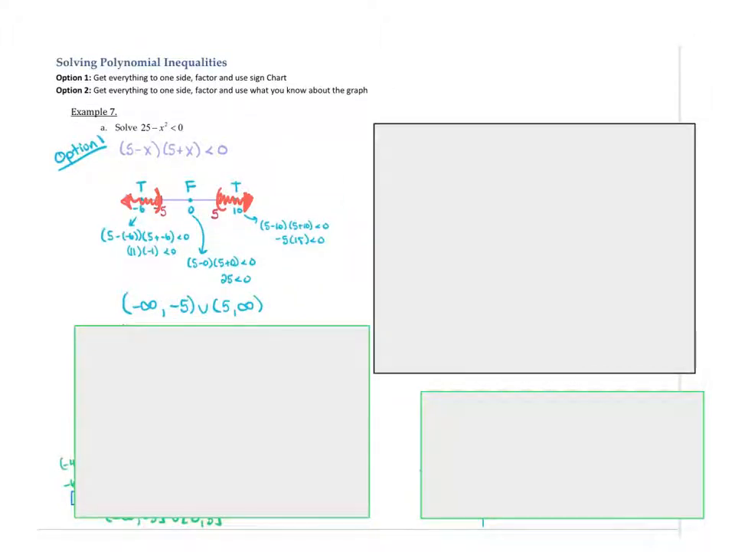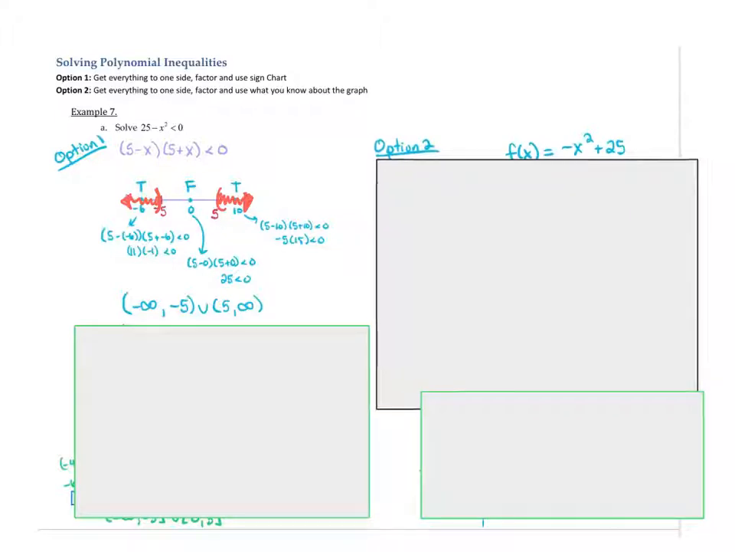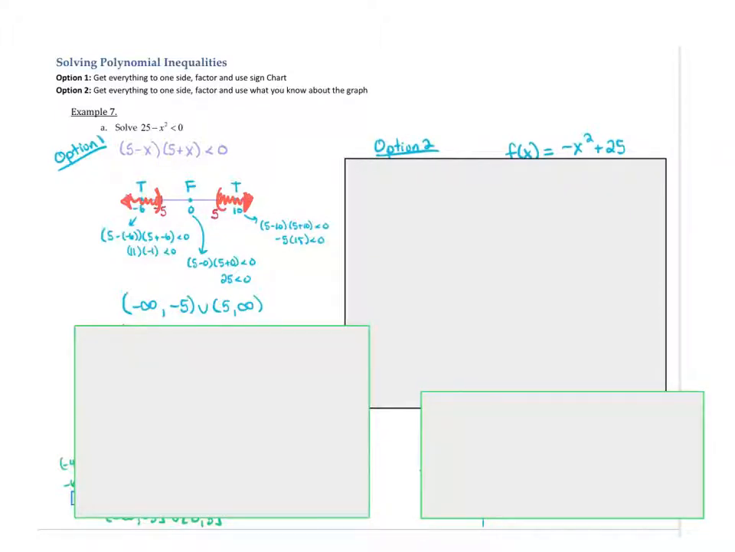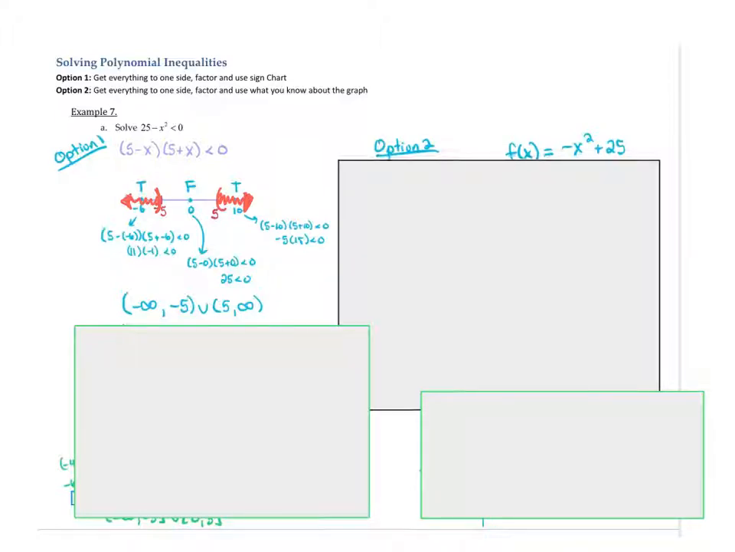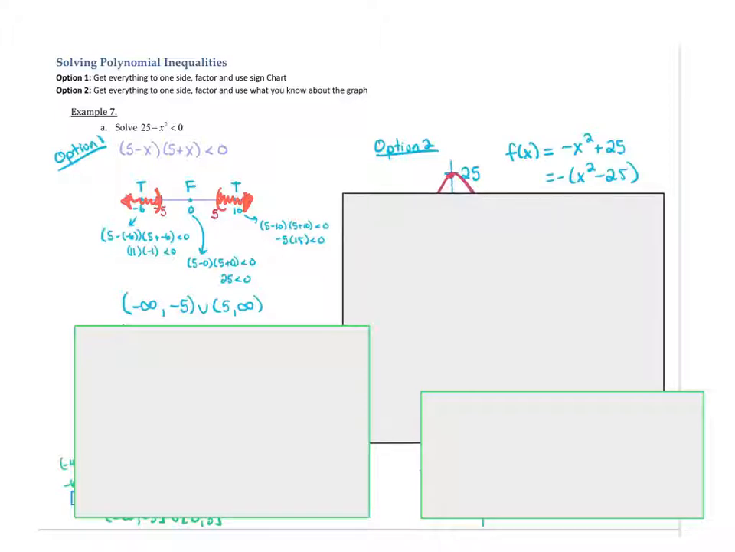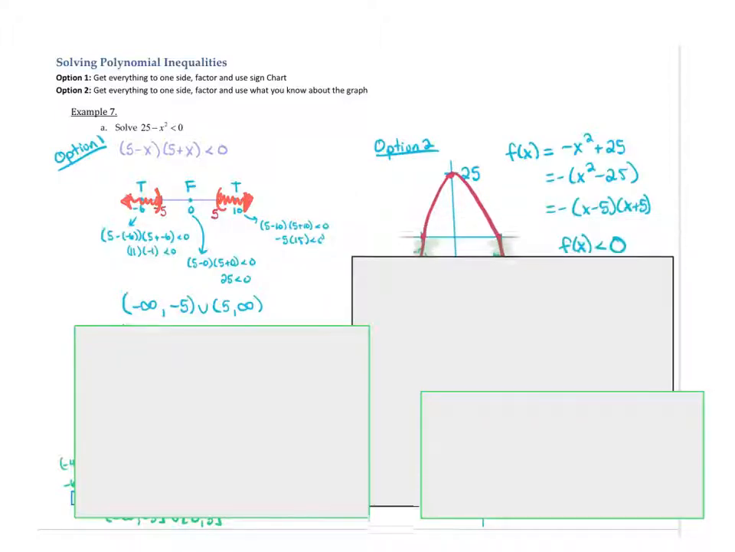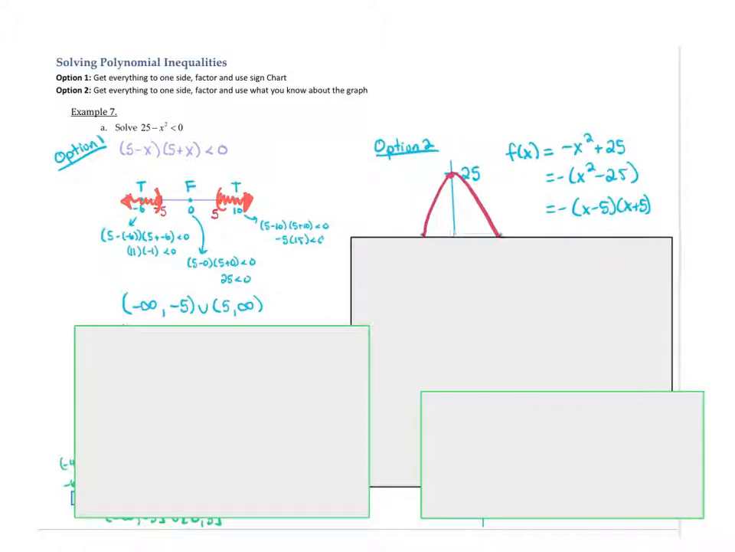Okay, our option 2 would basically involve the same thing. Moving everything over to one side, I rewrote the function in standard form so that I could see it had a y-intercept at 25, a negative leading coefficient, and then I went ahead and factored out a negative and factored the difference of squares, which gives me a graph that looks like this.